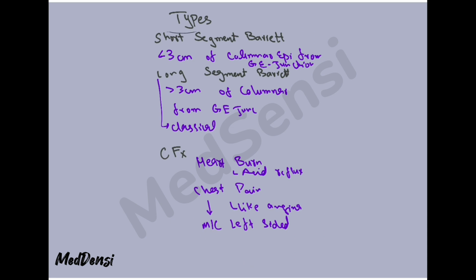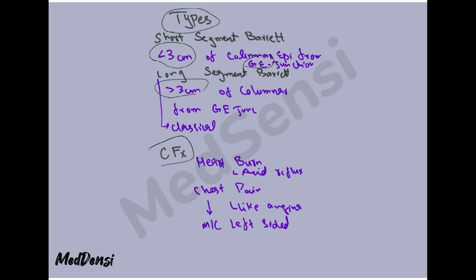It is of two types, depending on the length of the columnar epithelium or metaplasia in the esophagus from the GE junction, or gastroesophageal junction. If the length of the metaplasia is less than 3 cm, it is called short segment, and if it is more than 3 cm, it is called long segment Barrett's esophagus. Long segment is the classical type.